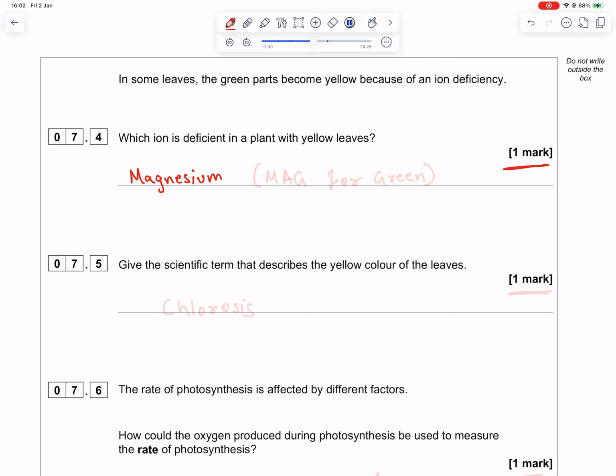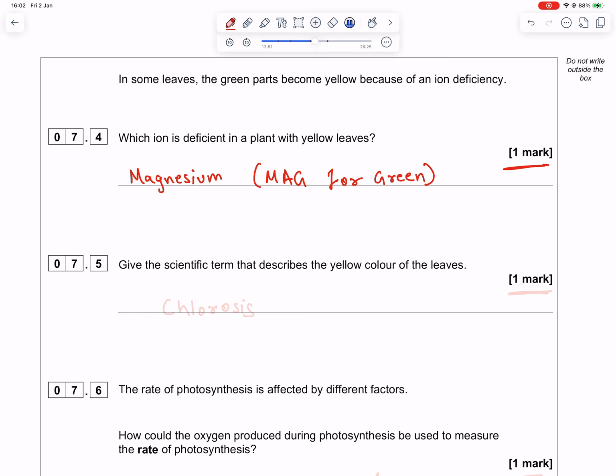So therefore, deficiency of magnesium, the leaves will turn yellow. And the mnemonic I'm going to give here is mag for green. So therefore, no magnesium, no green color. Well done for getting that right as well.